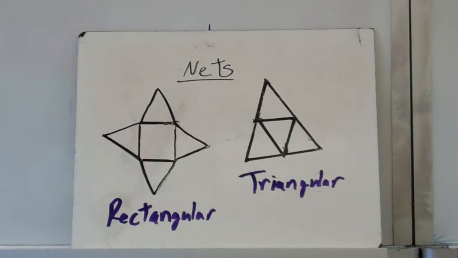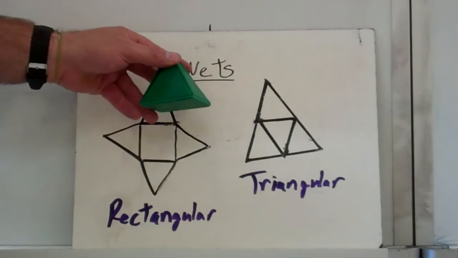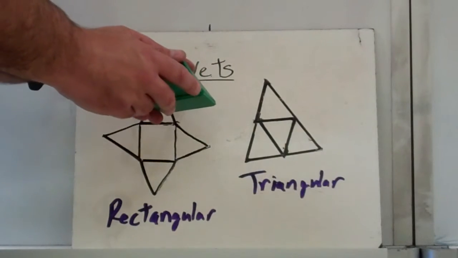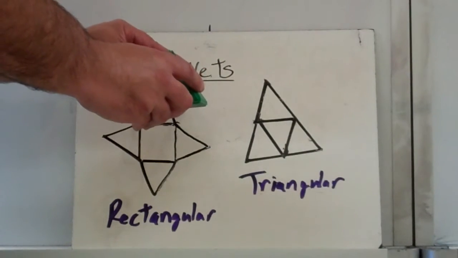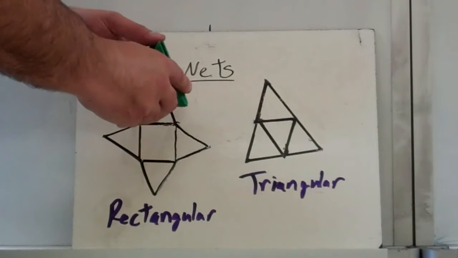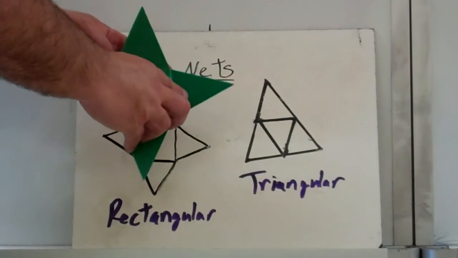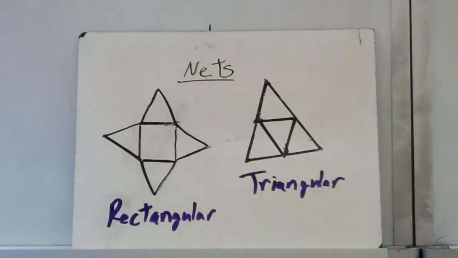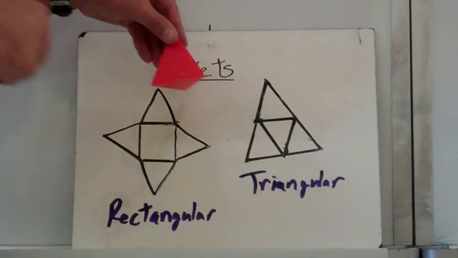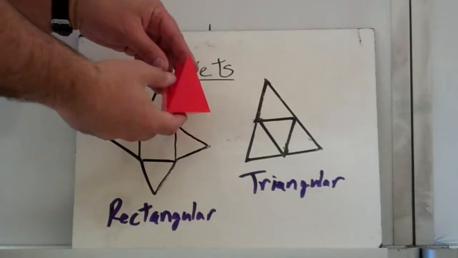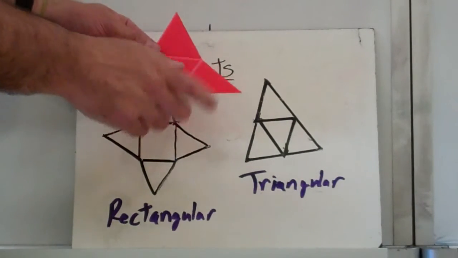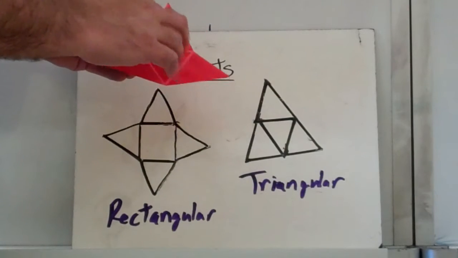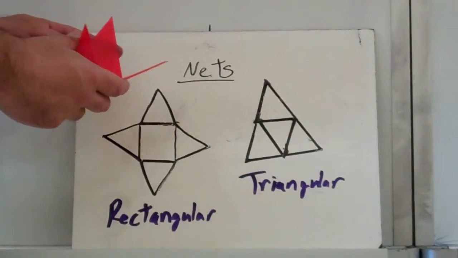So if we look here at the rectangular pyramid, we can open this up and it's got 1, 2, 3, 4 triangles and a rectangular base. And then the other type of pyramid, okay, if we open this up, it's got the triangular base and then the other 3 are triangular faces.